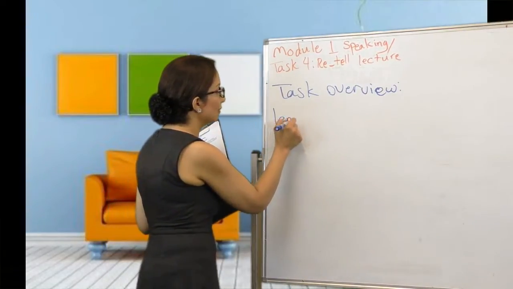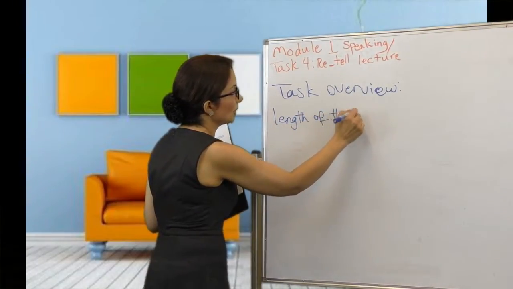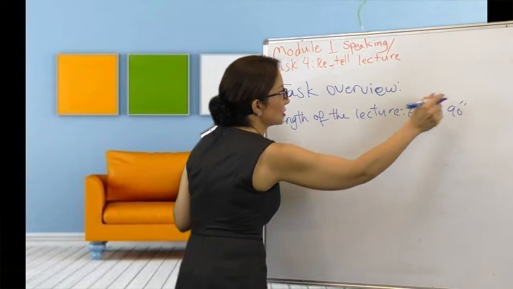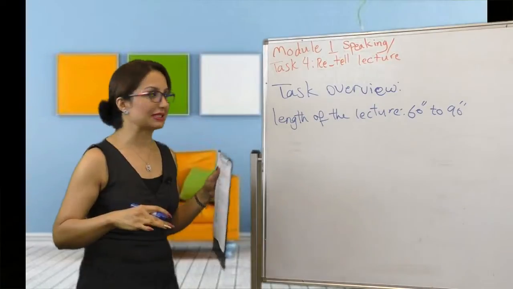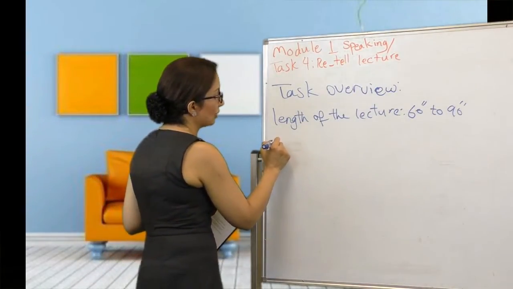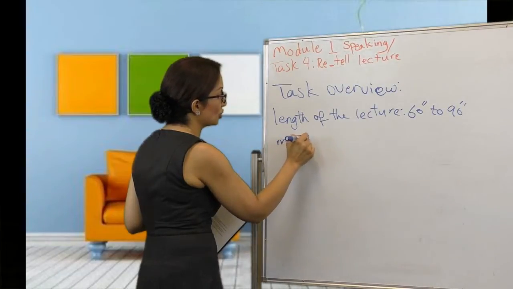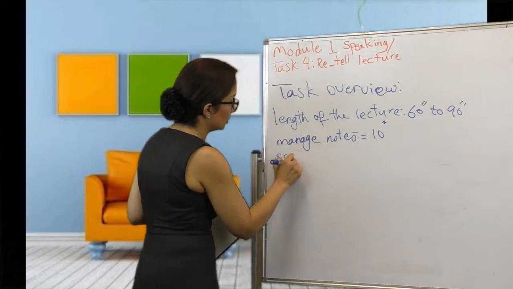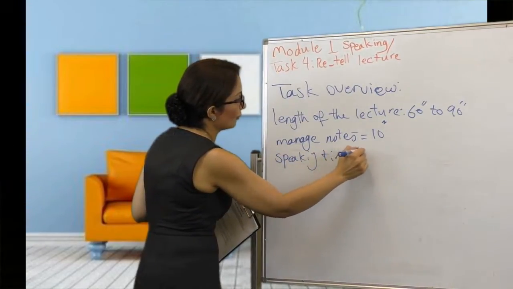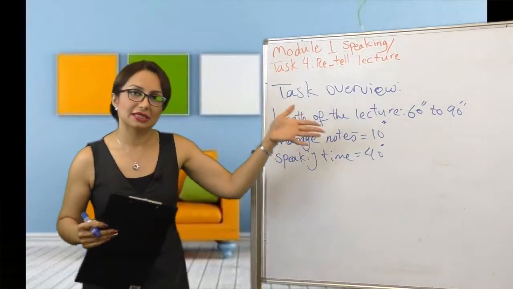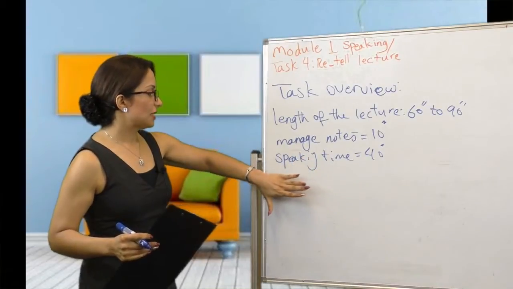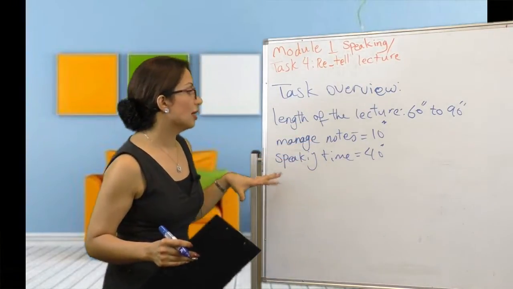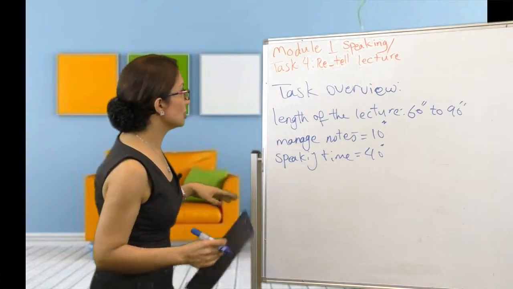So the length of the lecture is anything between 60 seconds to 90 seconds. So minimum maximum is like 60 seconds to 90 seconds. And then after listening to this lecture, you have 10 seconds to manage your notes if you take notes. And then you have speaking time. You have 40 seconds to retell that lecture. So your speaking is actually happening in 40 seconds and your task will be marked according to the marking scheme of PTE for this particular item.